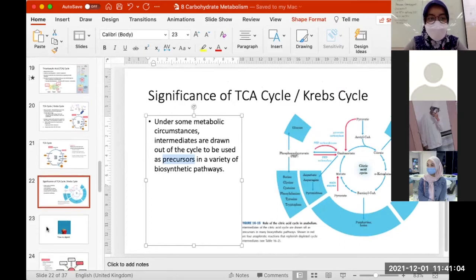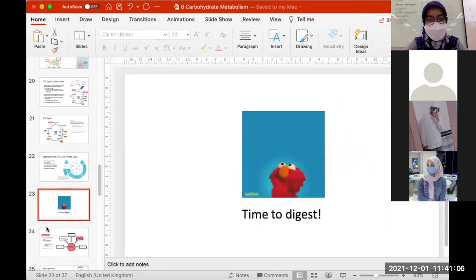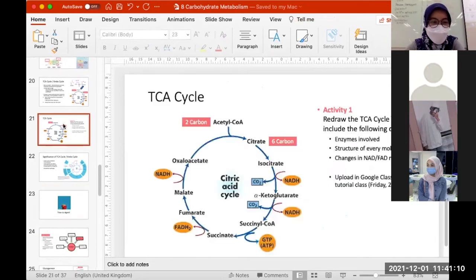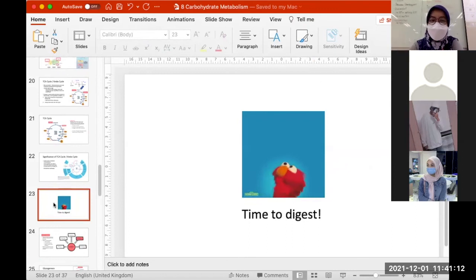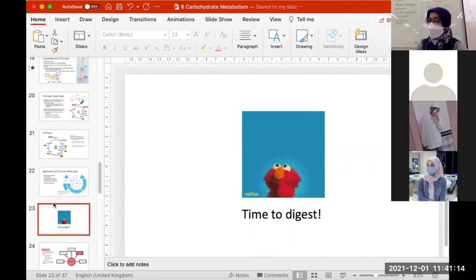All right, so time to digest. You can look back into the TCA cycle and try to match it with this information. Those online, I will stop the Zoom now and enter back in 1 minute, because there are 5 minutes left. Sure, thank you. If you have questions, please stop me, all right?